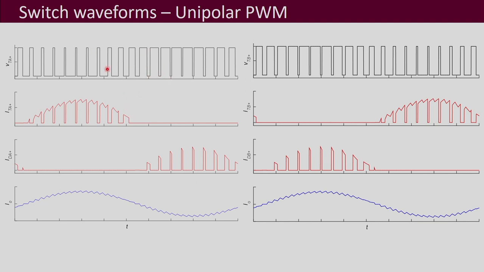So let us look into the switch waveforms. For the same devices TA plus, DA plus, TB plus and DB plus, I have shown the voltage waveforms and current waveforms. You can see here these different voltage waveforms and these current waveforms ITA plus and IDA plus, and this is the output current IO. What you can see here is that the shape of the switch current waveforms is different, because your IO current nature itself is different, and also the shape of VTA plus has changed. So if we calculate the conduction loss and switching loss for this unipolar PWM, the losses will be different than what you get for bipolar PWM.